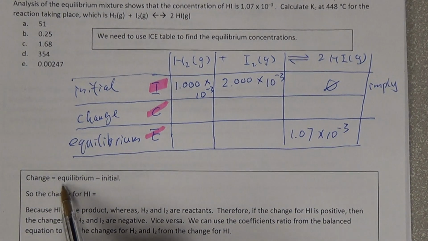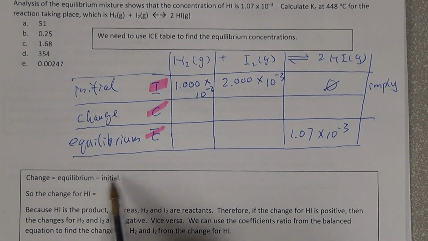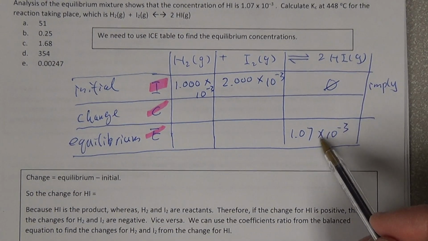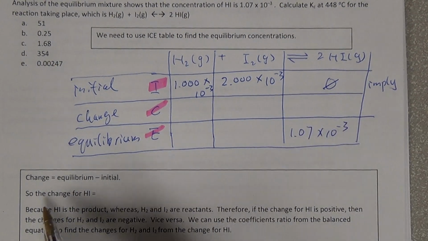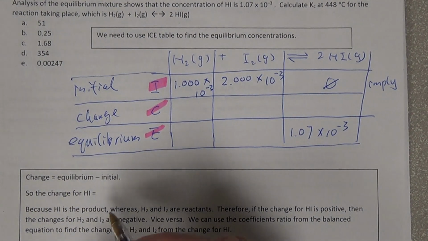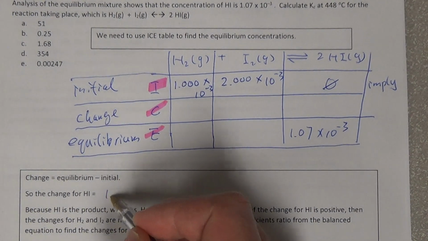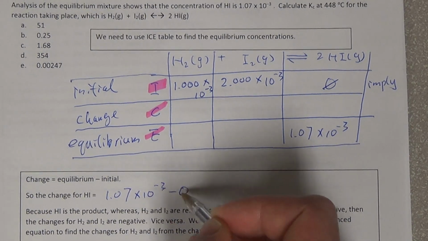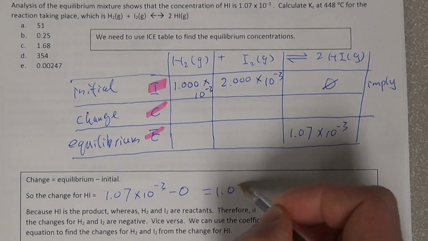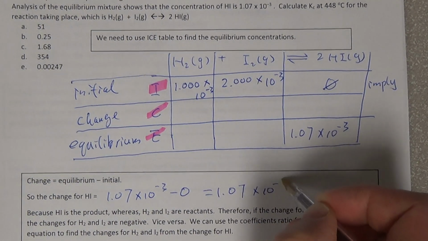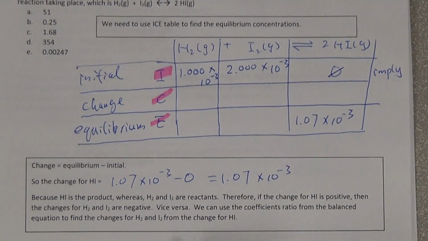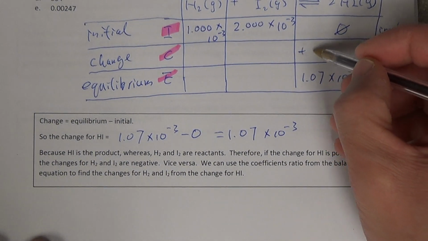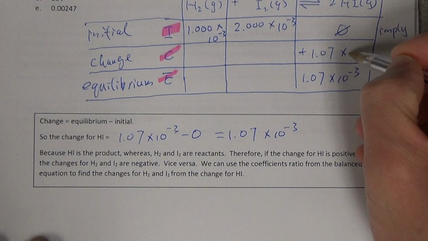Formula: change equals equilibrium minus initial. So only HI has both an equilibrium and an initial value. Therefore, the change for HI will be 1.07 times 10 to the negative 3 minus 0, which equals 1.07 times 10 to the negative 3. Once we have one change, we put it here, and we see positive 1.07 times 10 to the negative 3.